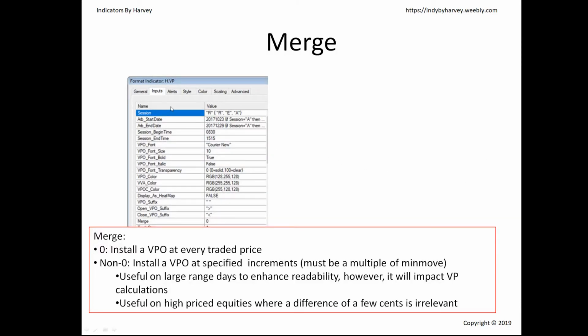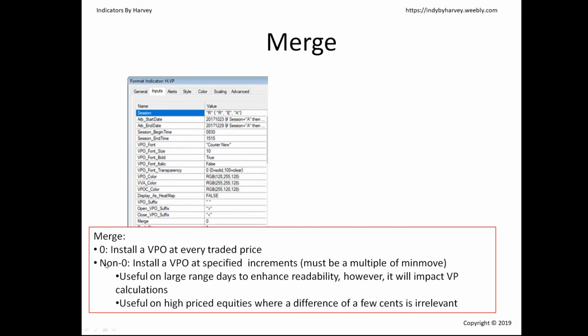The next input name to review is merge. The default value for merge is 0. When merge is 0, the indicator installs a VPO at every traded price. If merge is non-zero, the indicator merges prices according to that value and installs VPOs at specified increments of price. Merge must be in multiple of min move. I have some examples to make this clear.